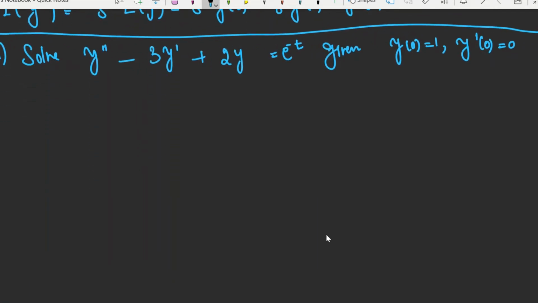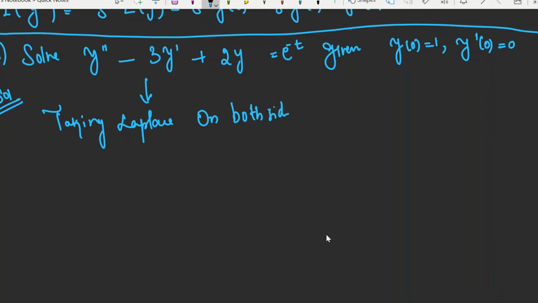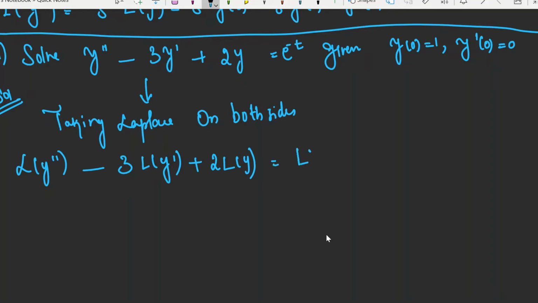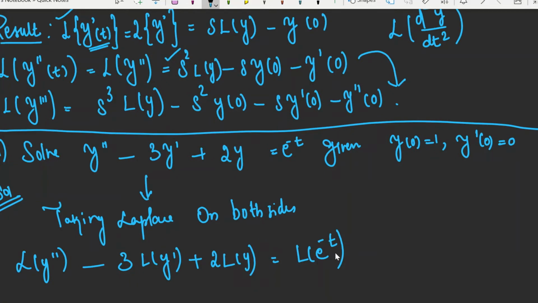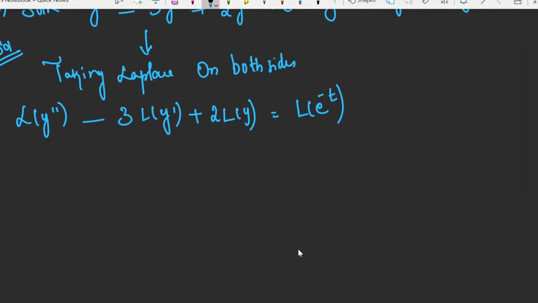So now the solution procedure is, first we have to take Laplace transform of this given equation. That is, taking Laplace on both sides: L of y double dash minus 3 times L of y dash plus 2 times L of y equals L of e power minus t. Now we know the result for L of y double dash and this is the L of y dash result. Now I am going to substitute these results here.